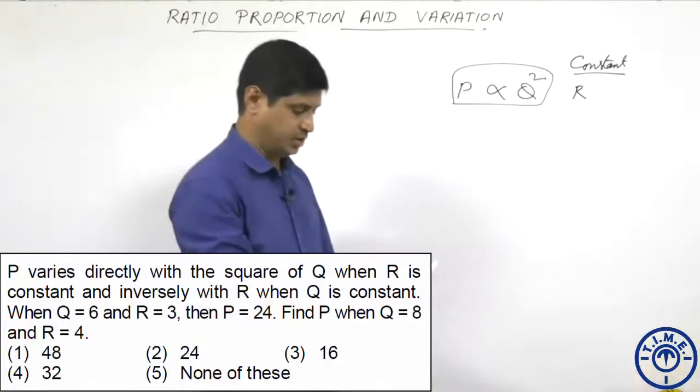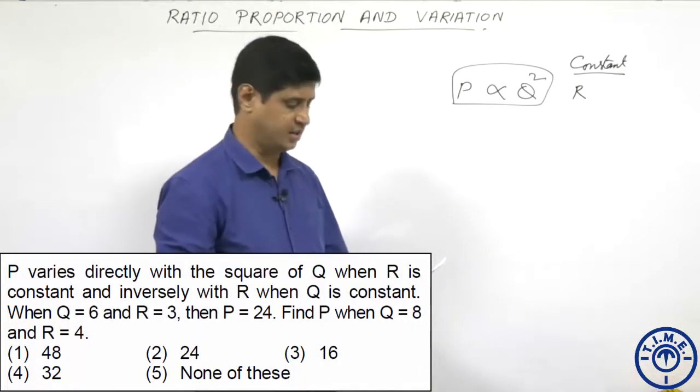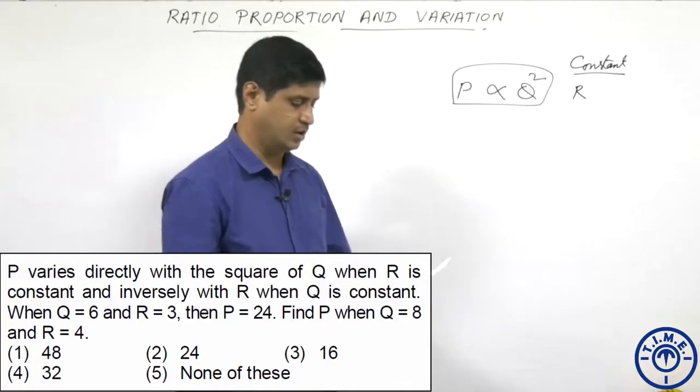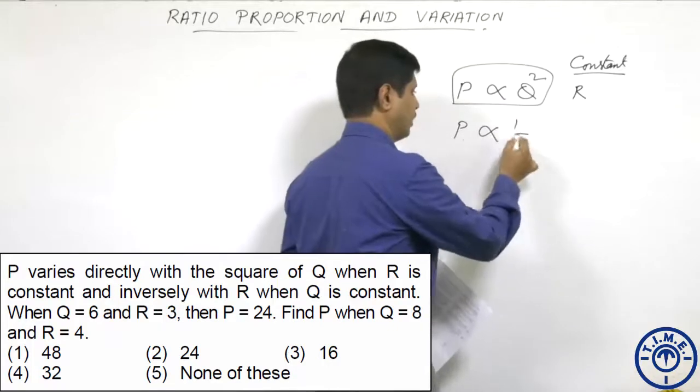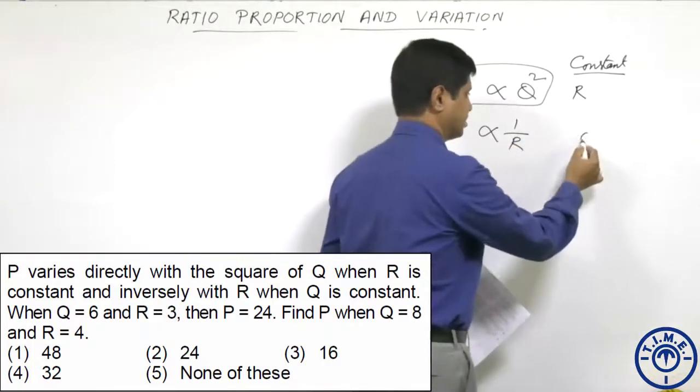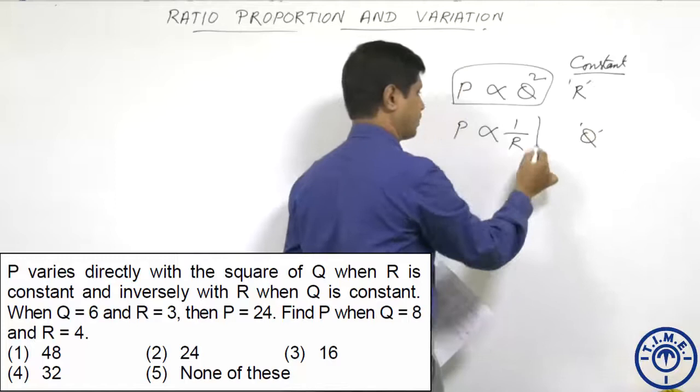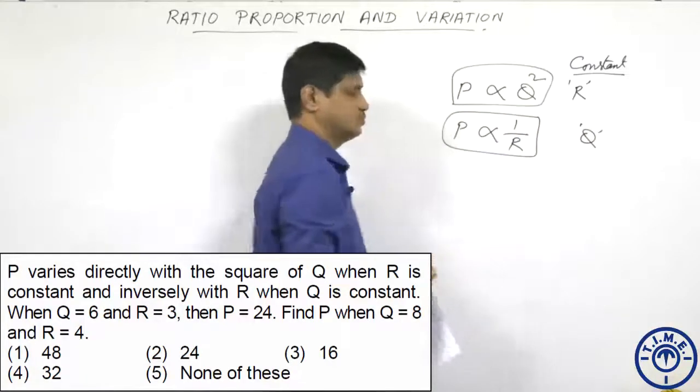What is the second one? It inversely varies with r. So p proportional to 1 by r. Now the constant here is q. Now these are the two variations.